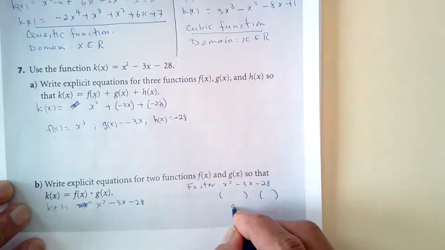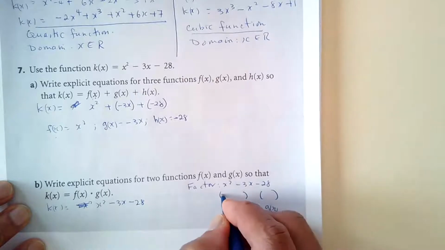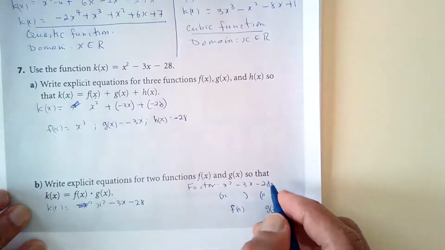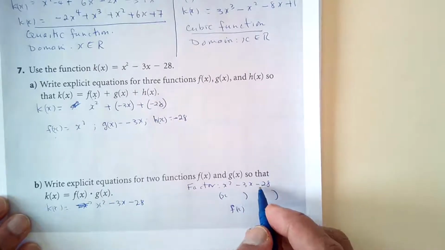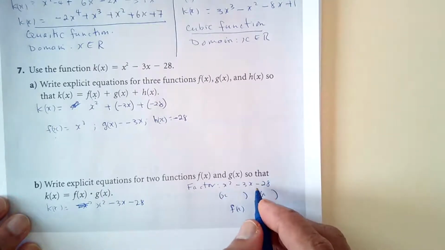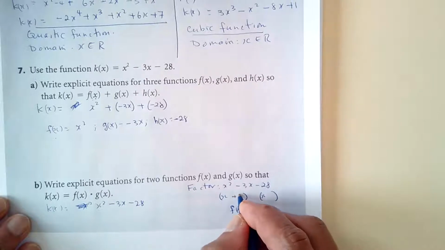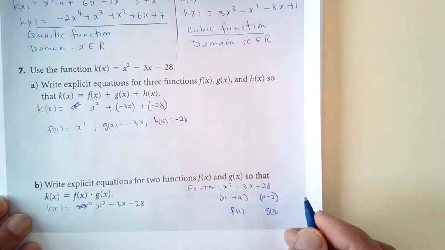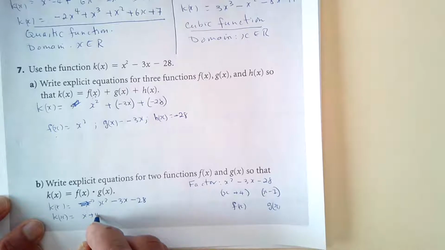So this will give us our f of x and g of x. So we have x and x. Now, if we look at this, what are the factors of 28? It'll work, so it'll give us 7 and 4. So we have plus 4, minus 7. So k of x will be equal to (x plus 4)(x minus 7).